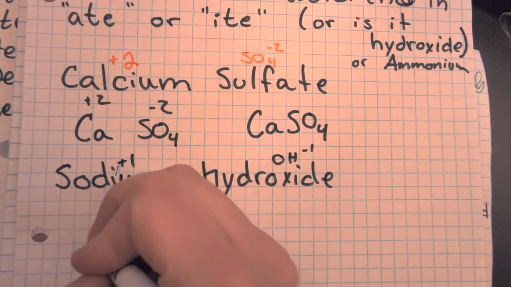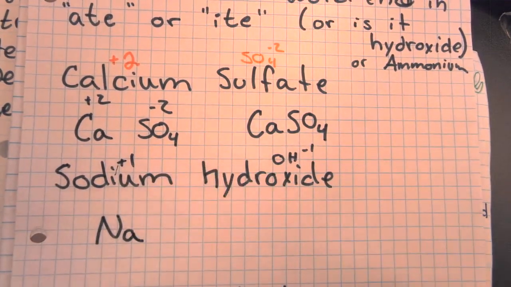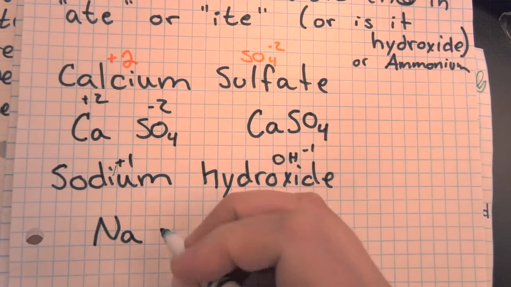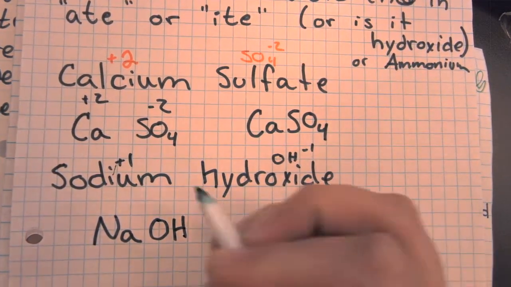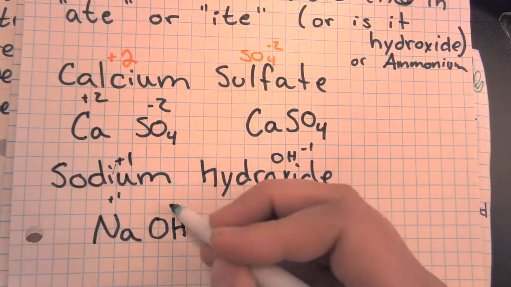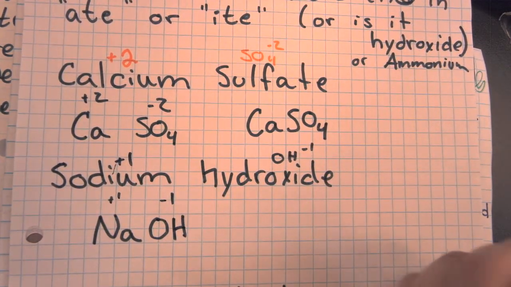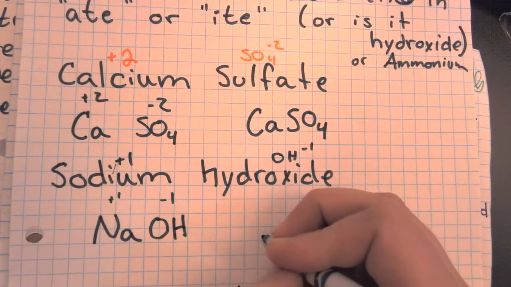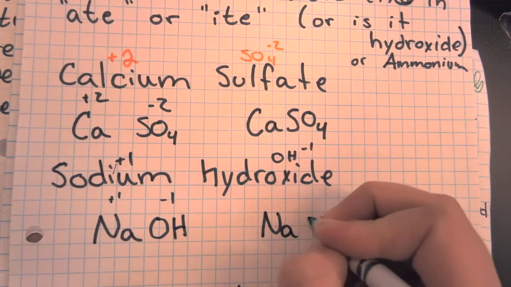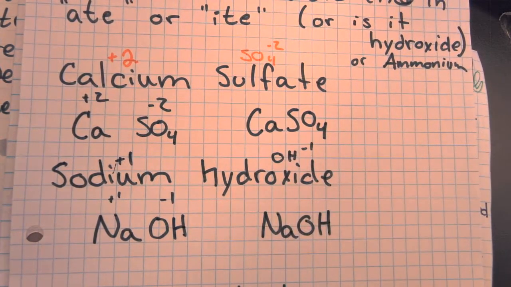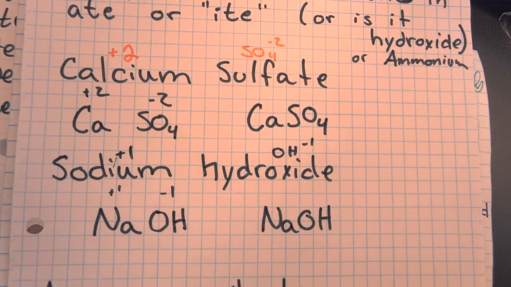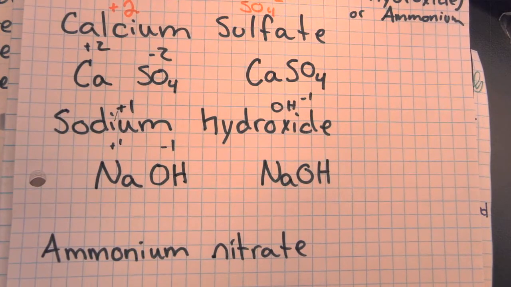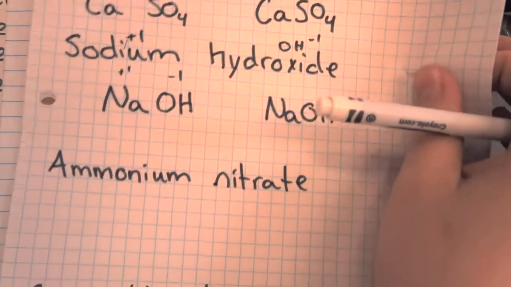So we have sodium, Na, hydroxide, OH, we have a +1 here, -1 here. Those charges cancel out and give me 0. So we have NaOH. Okay.